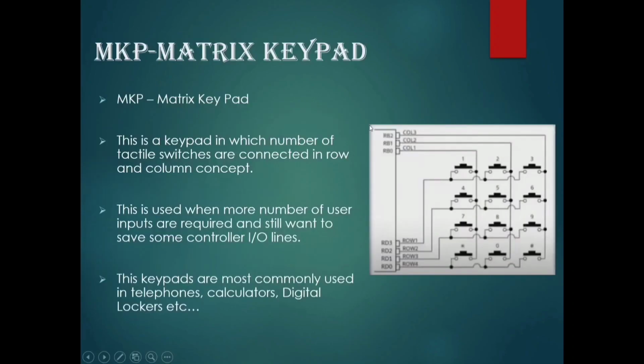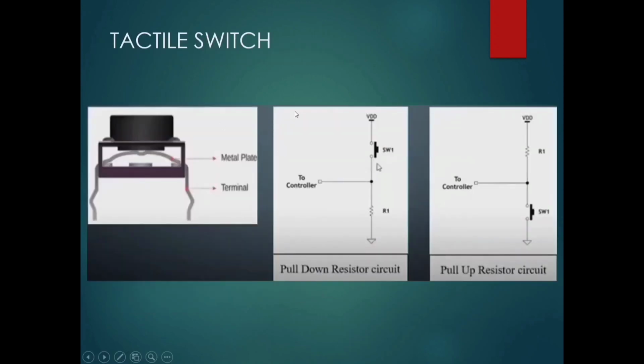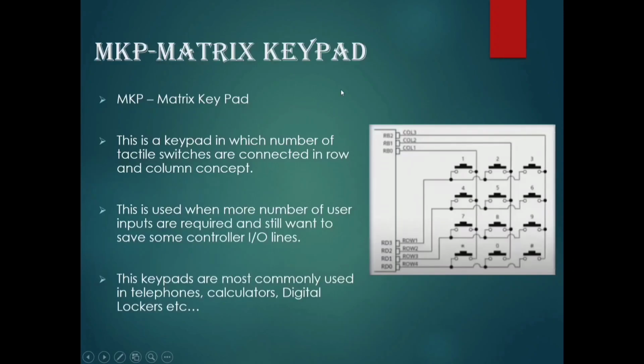This is the matrix keypad. These tactile switches are arranged in rows and columns like a matrix. So that's why this is called a matrix keypad, MKP in short form. This is the keypad in which a number of tactile switches are connected in rows and columns, as I told you. This is used when more user inputs are required and we still want to save some controller input output lines. This keypad is most commonly used in telephones, calculators, digital lockers, and we are using it in this project also.